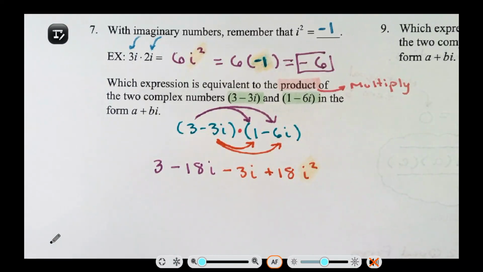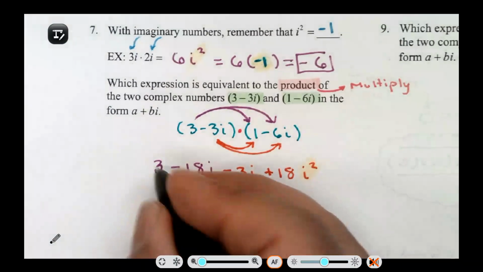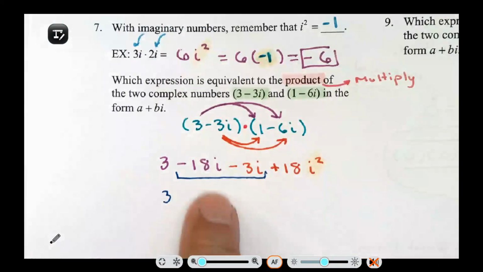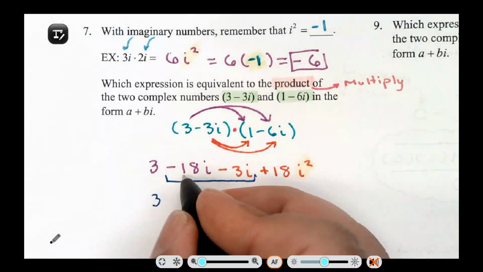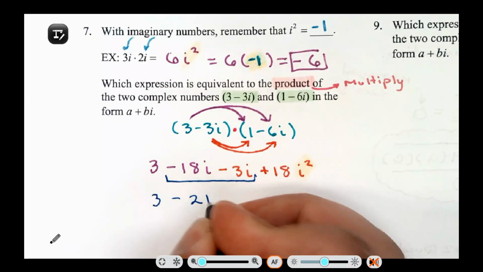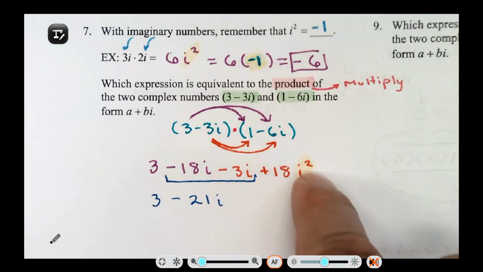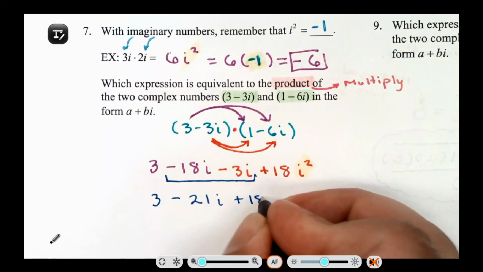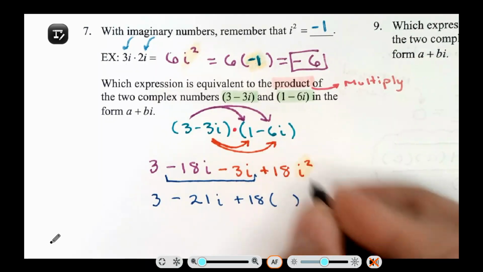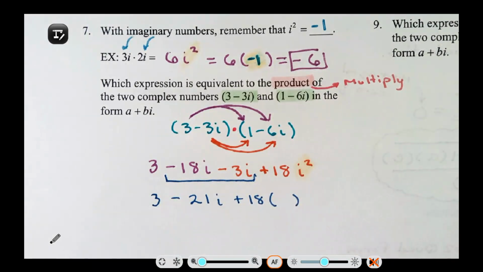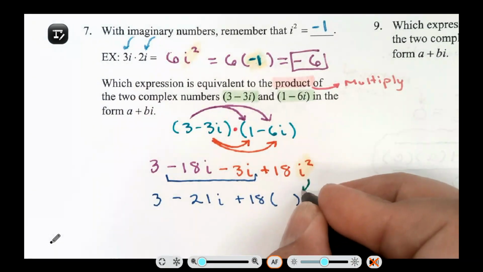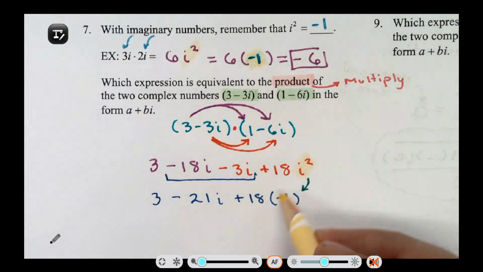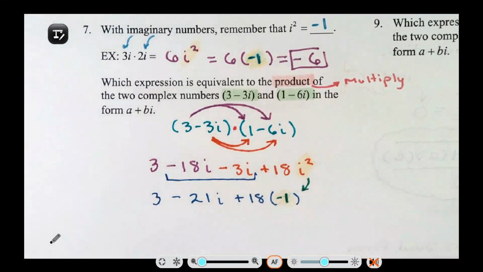Well, let's continue the problem. So first things first, there's a 3. We always combine like terms. I want to stick to what we've done for years now. And negative 18 and negative 3 would be negative 21i. And then here it comes. That 18i squared, remember, yes, it says plus 18. But we already know i squared should never stay like that. i squared needs to become negative 1. That's what we change it to. And now that we wrote it, well, then let's actually finish the problem.